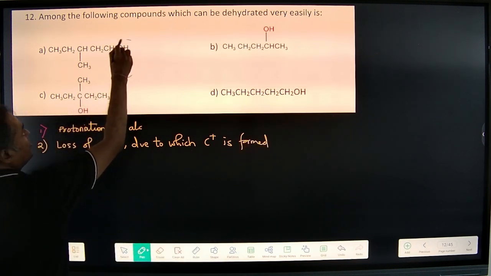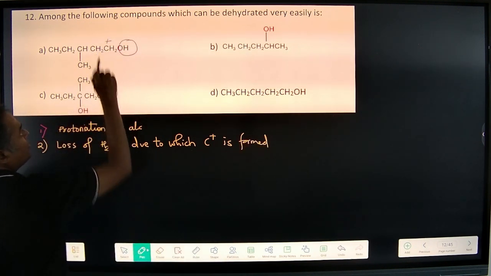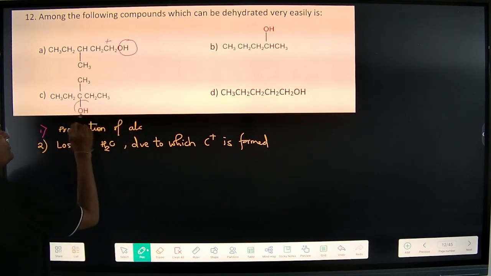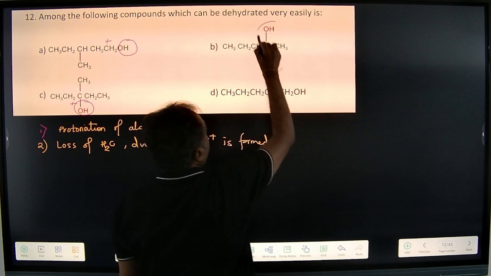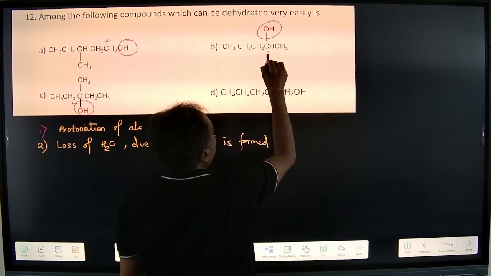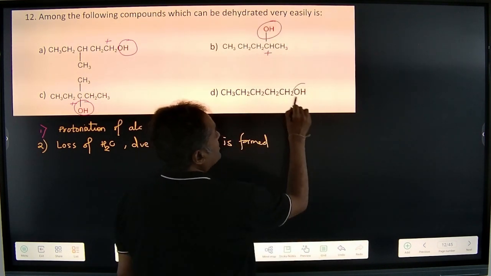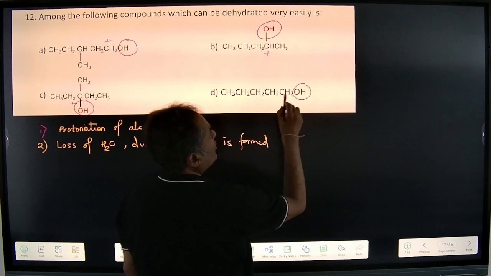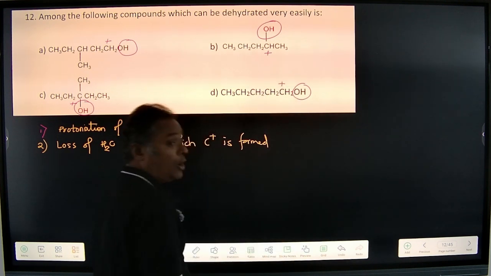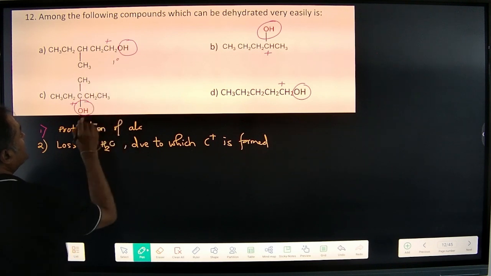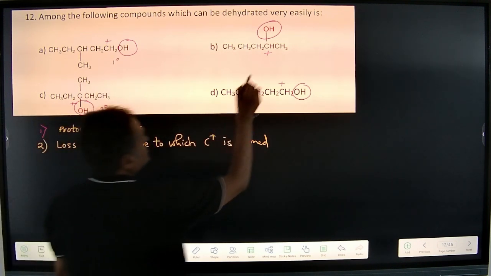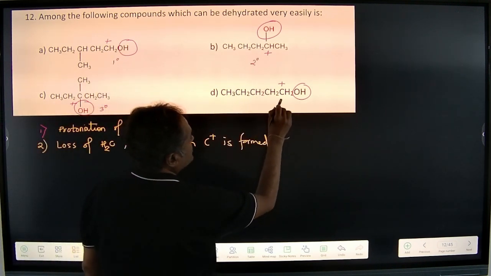From over here, if you remove that OH, will I get a primary carbocation? From this, when I remove OH, will I get a tertiary carbocation? From this, when I remove this OH after protonation, will I get a secondary carbocation? After loss of that water molecule due to proton, you will get a primary carbocation. Now, out of these so many carbocations, child, this one is a primary carbocation, this one is a tertiary one, this one is a secondary carbocation, and this is a primary.